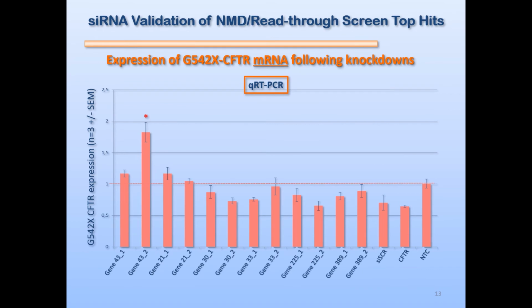Here we have the effect of the same siRNAs on the expression of the CFTR messenger RNA bearing the G542X mutation. So what we can see is that at least one of the genes here, represented by 43, with one of the siRNAs tested, siRNA number 2, had an effect in increasing the levels of the PTC CFTR messenger RNA.